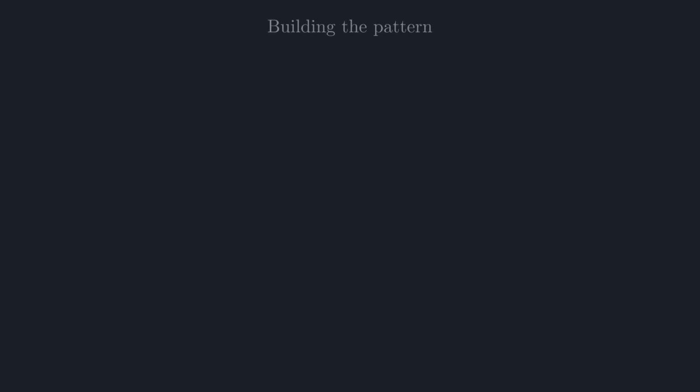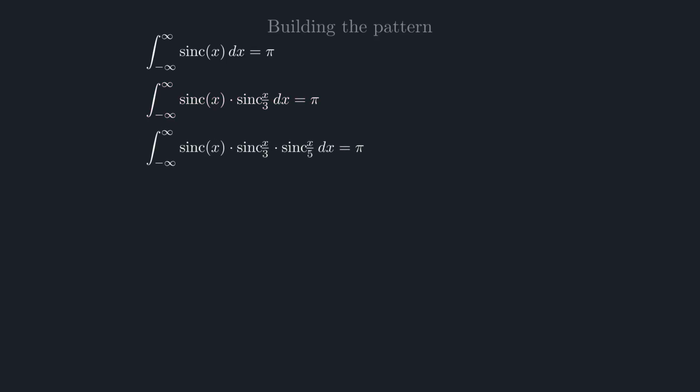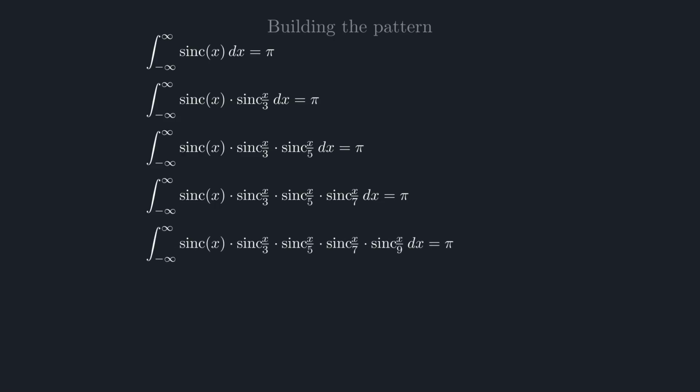Now we multiply sinc functions together. Start with sinc of x. Its integral is pi. Multiply by sinc of x over 3. The product still integrates to pi. Multiply by sinc of x over 5. Still pi. Multiply by sinc of x over 7. Pi. Sinc of x over 9.